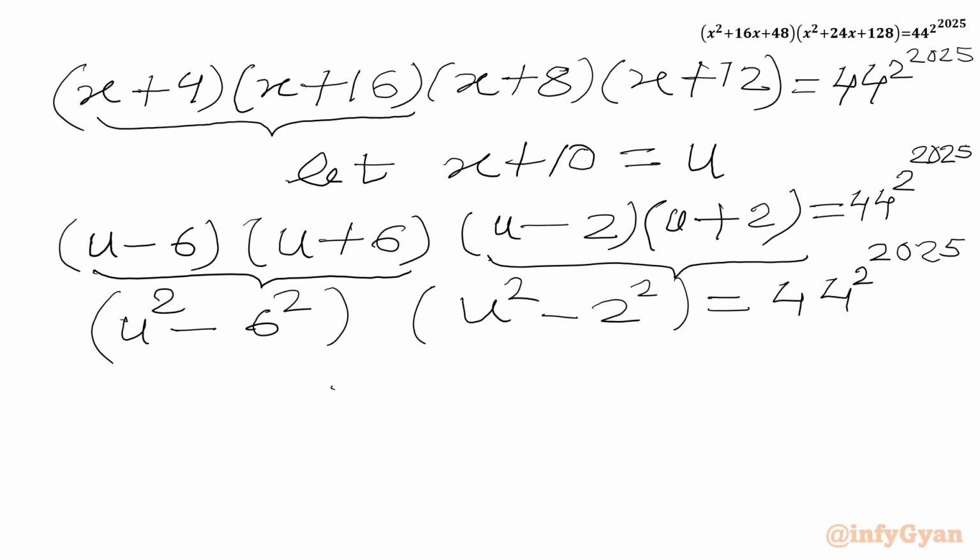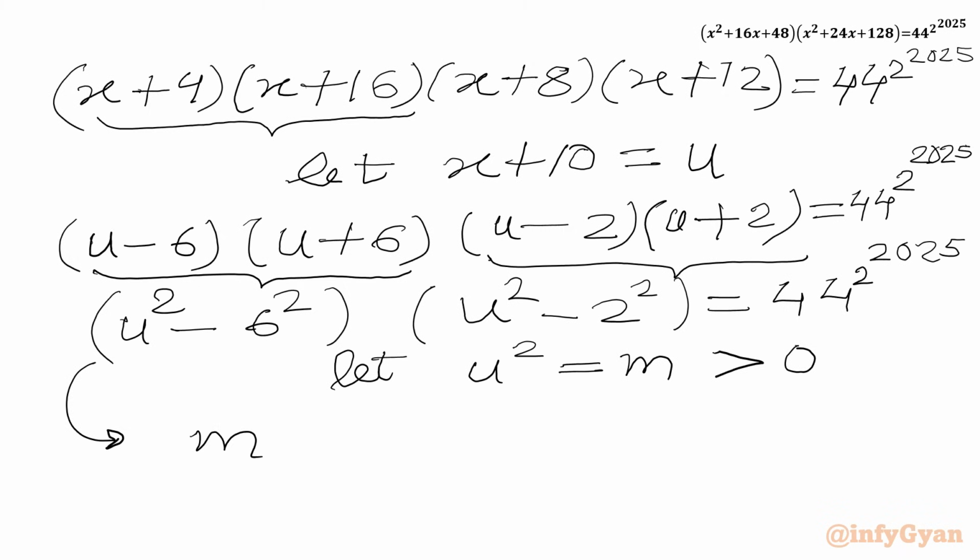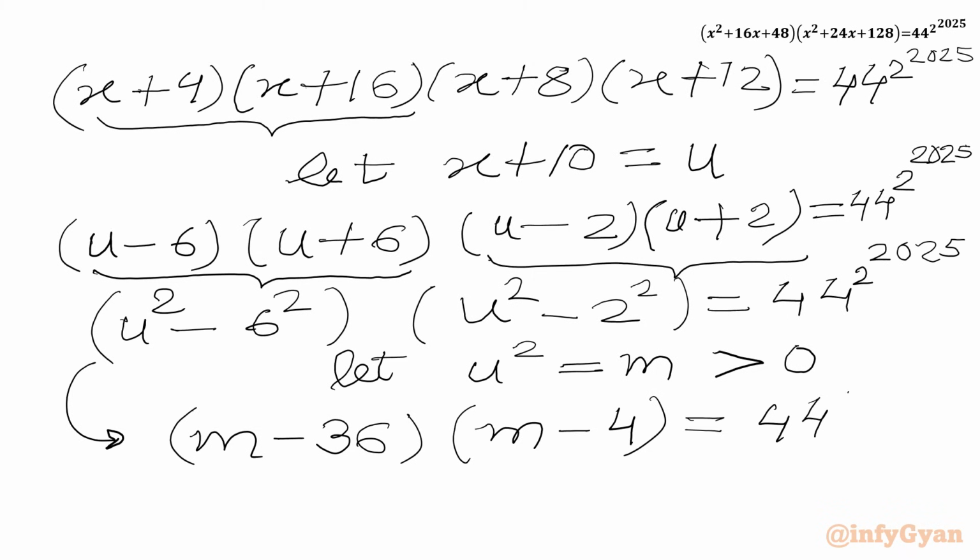Now we are going to use substitution: u square equal to m. So there is one condition on m. A square cannot be negative, so m must be positive for x to be real. So we will get our equation in variable m: (m minus 36) times (m minus 4) equal to 44 raised to the power 2 raised to the power 2025.